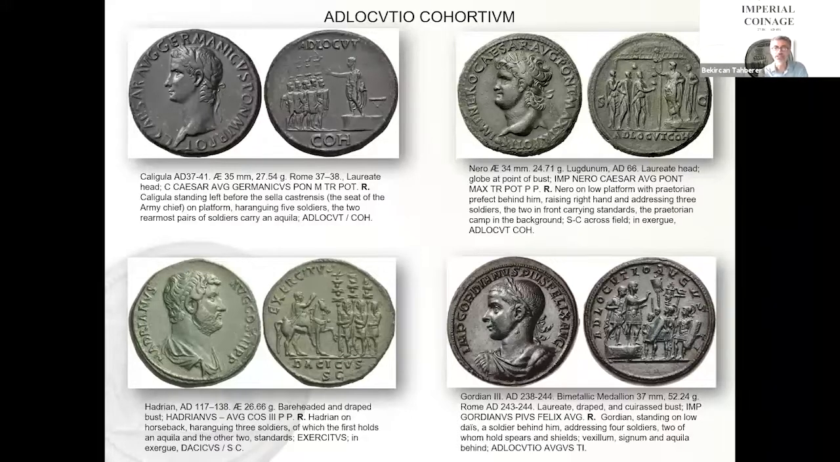And you can say the same thing for Gordian III, being a young emperor, a child emperor. As you can see on the reverse of this coin, he's depicted larger, and there is a soldier, most likely the Praetorian prefect, his father-in-law, who is supporting him while he is addressing his army.